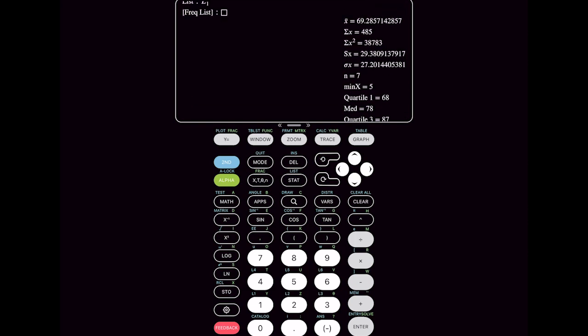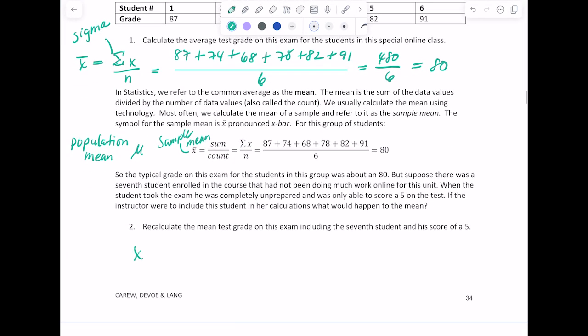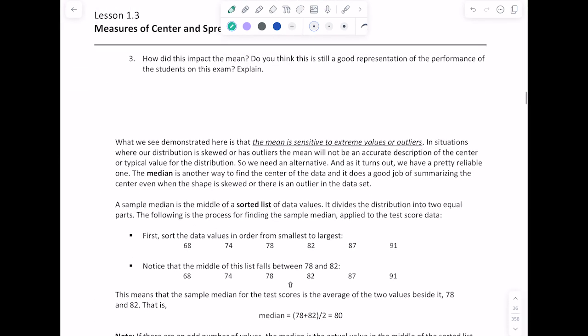Now you can see that your X bar, your sample average, is 69.3. So the typical test score dropped by about 11 points. And that's not really a fair representation of how students performed on that test, okay? So the mean might not be a good measure of center in this case. Okay, so we know that the mean decreased. And I would say that it's not a good representation.